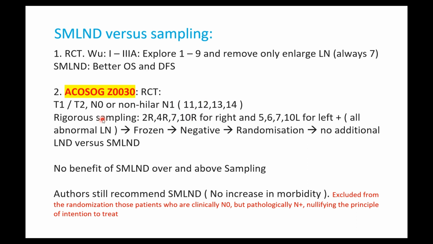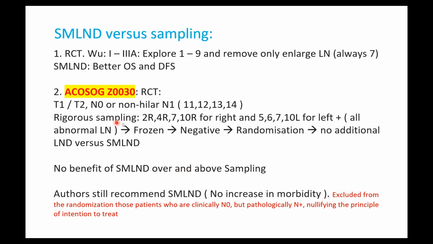The second RCT to mention is the ACOSOG Z0030. In this, lesser staged patients were included, so tumors up to 5 centimeters, T1 and T2 tumors with N0 or non-hilar N1. So N1 is basically 10, which is hilar, 11, 12, 13, 14, interlobar, lobar, and segmental. So apart from station 10, if patients had lymph nodes only in 11, 12, 13, 14, they were included. And otherwise, N0 patients were included.